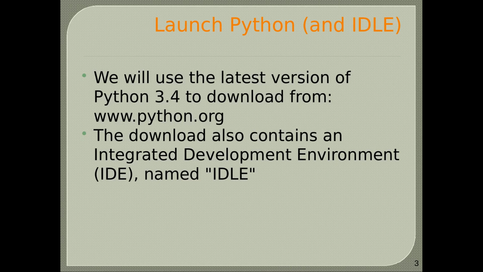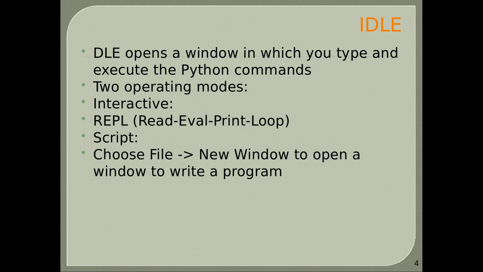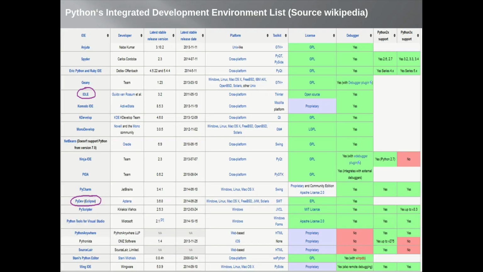How to launch Python and IDLE. IDLE opens a window in which you type and execute the Python commands. There are two operating modes. The first one is interactive, REPL, read eval print loop. The second one is script. Choose File, click New Window to open a window where you can write a program. You can check Python's integrated development environment list on Wikipedia description page.